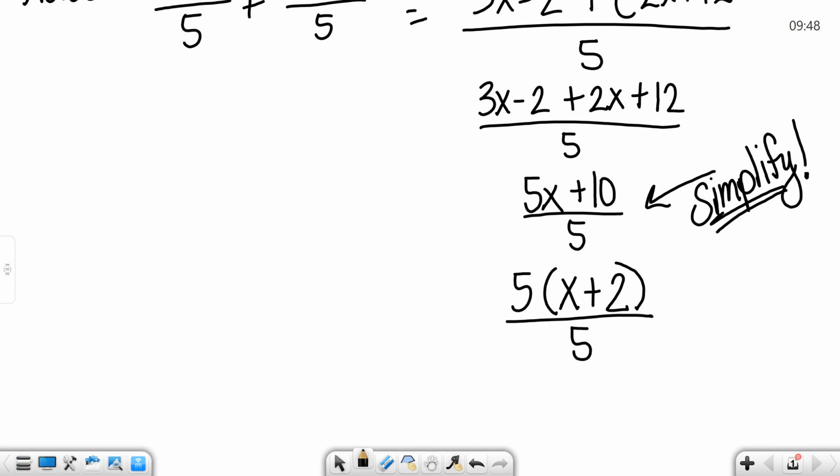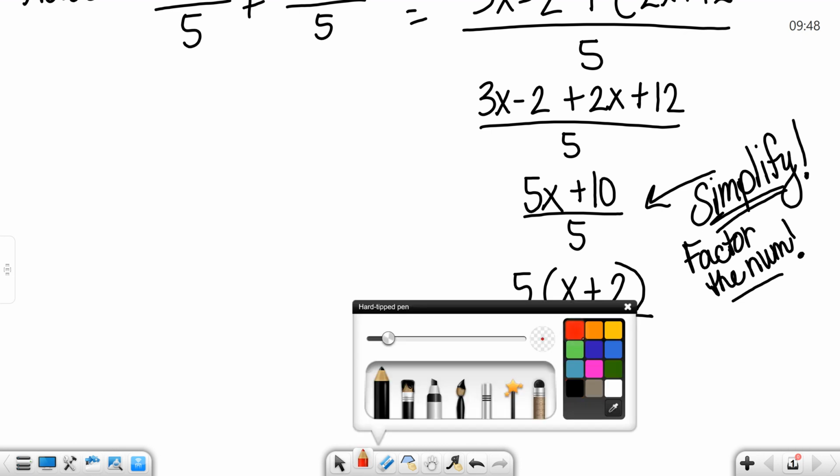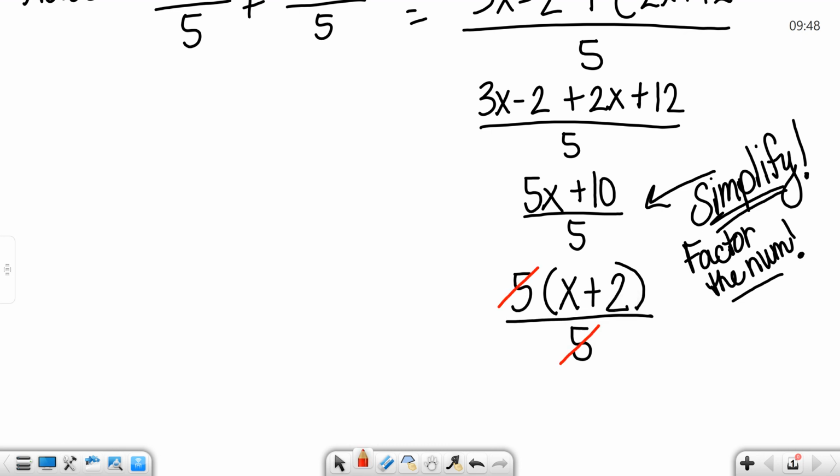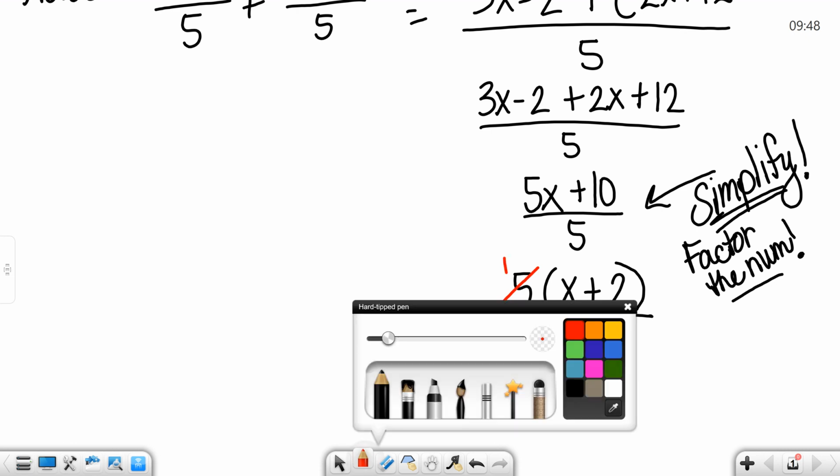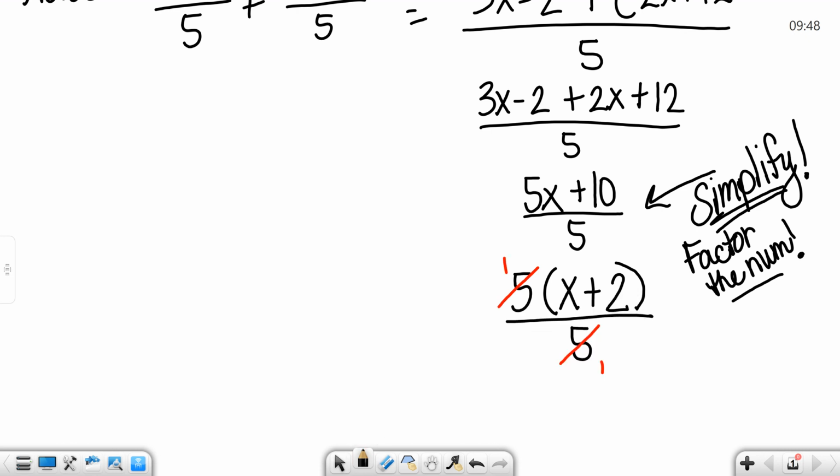All right, I factored the numerator. So it had a greatest common factor of 5. I pull it out. Now, since I have a 5 in the numerator and the denominator, they divide to give me 1. So my answer here is x plus 2. You would have divided by 1, which would not be simplified, so we just leave it x plus 2. There we go.